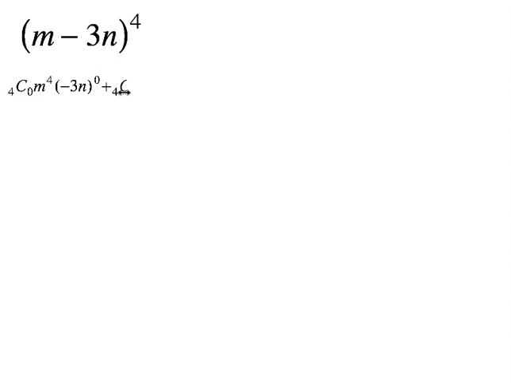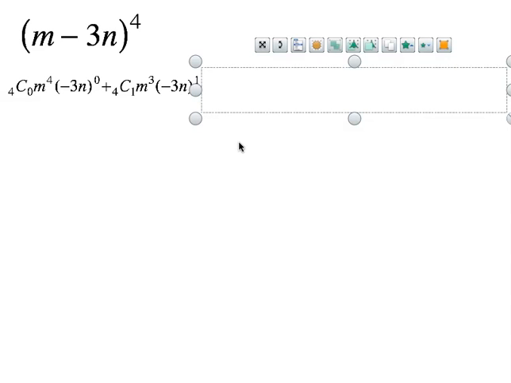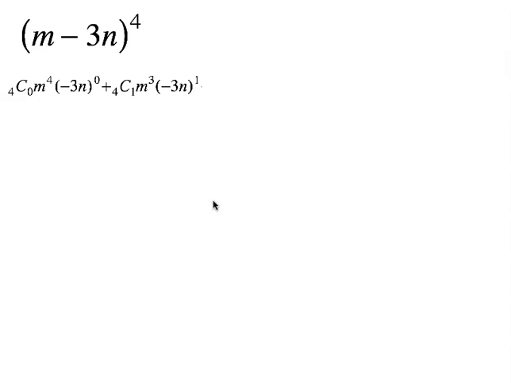What will my next one be? 4 choose 1. What power of m do I now have? The third. What power of negative 3n do I have? First. The first, because remember, what do those two always add up to be in this problem? They always add up to be 4, because my highest power here is 4. So the 3 and 1 have to be 4. My next statement will be 4 choose what? 2. Second, negative 3n to the second.